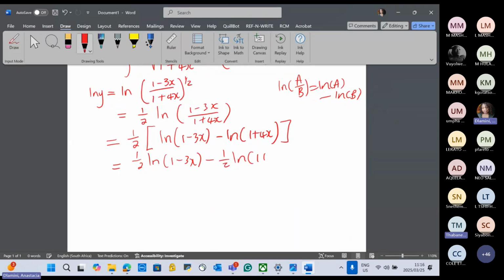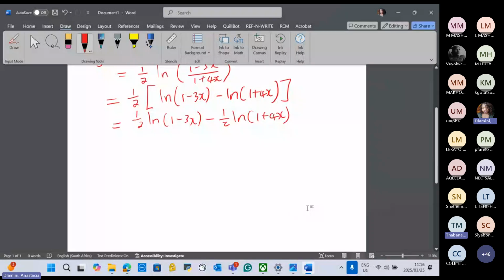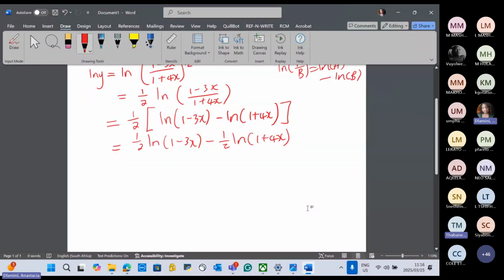Yes, now we can simplify, or I can now differentiate. So meaning that we can now differentiate ln of y, which is equal to 1 over 2 ln of (1 minus 3x) minus 1 over 2 ln of (1 plus 4x). Right? So now we can differentiate.